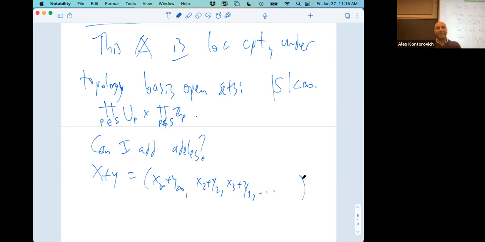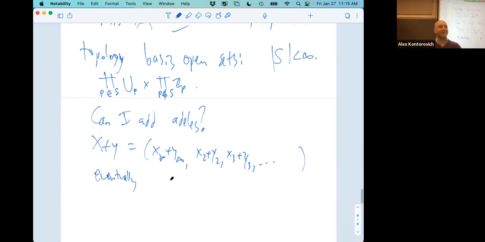Why? Even if it were really disjoint places, it's still finitely many places. Why? ZP is a ring. This is because of the ultrametric, the super triangle inequality. Eventually XP plus YP is in ZP, which is a ring. You take two things of absolute value less than or equal to 1, you add them, you cannot get out of 1. You cannot get out of ZP.